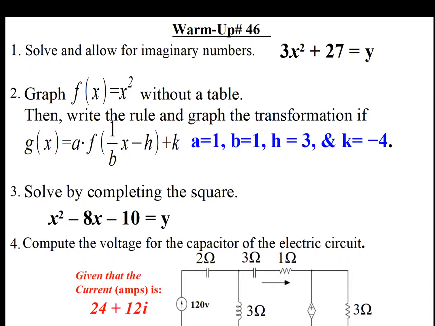Number three says solve by completing the square. X squared minus 8x minus 10 equals y. And number four, it says compute the voltage for the capacitor of the electric circuit. And they give you the given current in amps, which is 24 plus 12i.